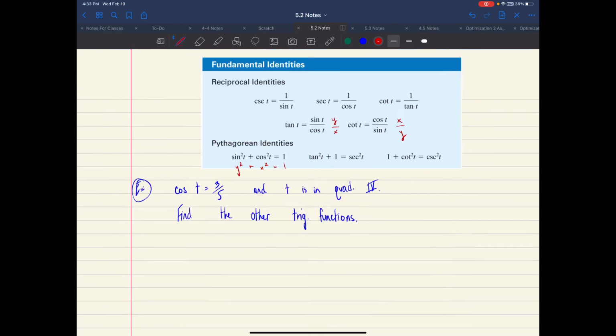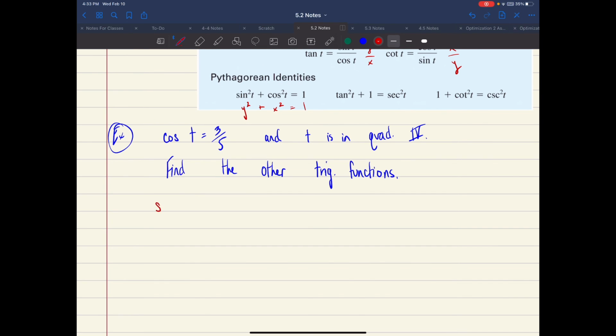Okay, so let's start with sine. Actually, let's go ahead and solve for sine. So I'm going to use the Pythagorean identity. So I'm going to rewrite it here. Sine squared t plus cosine squared t equals 1. It gives me a value for cosine, which is 3/5. Now you don't plug 3/5 in for t. It's telling you to square 3/5.